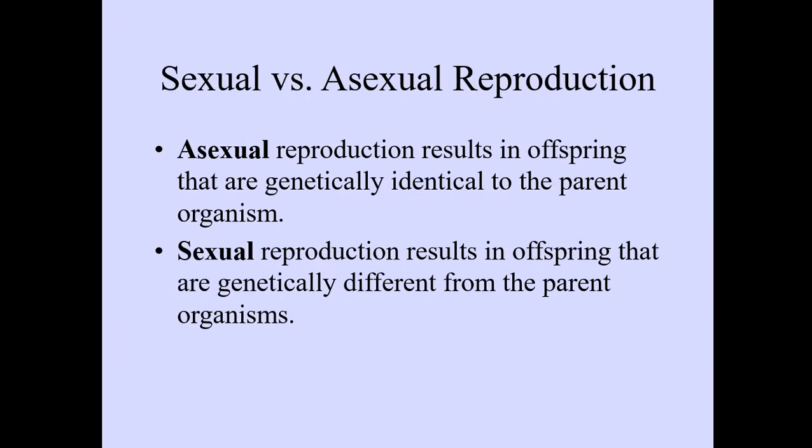So, let's go back again. Asexual and sexual. Pag sinabing asexual, one parent, walang sperm and egg. And this is genetically identical to the parent. Pag sexual, merong dalawang parents, should be male and female, merong egg and sperm. And this is genetically different, hindi identical.